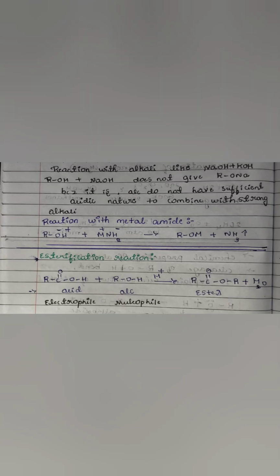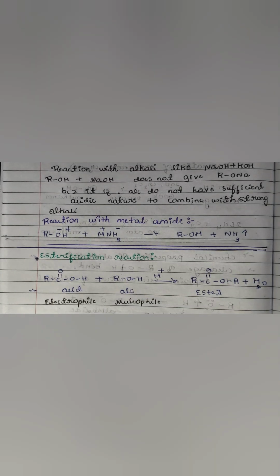And reaction with metal amide: when alcohols are treated with the metal amide, they produce metal alkoxide and liberate ammonia gas. The negative part of the alcohol, O minus, is combined with the positive part of the metal amide, M plus, and removed as a metal alkoxide, and NH2 is combined with the H plus and removed as NH3.